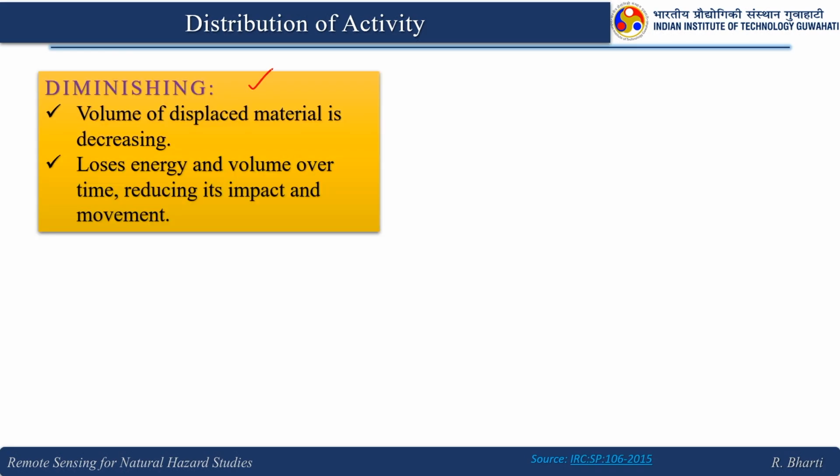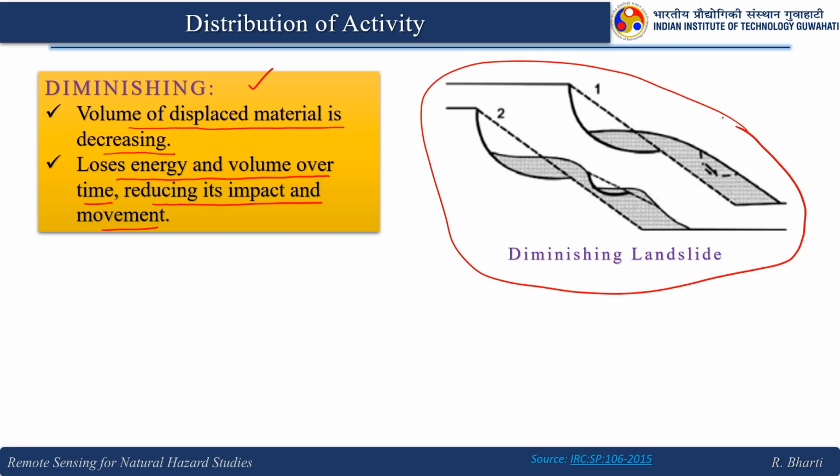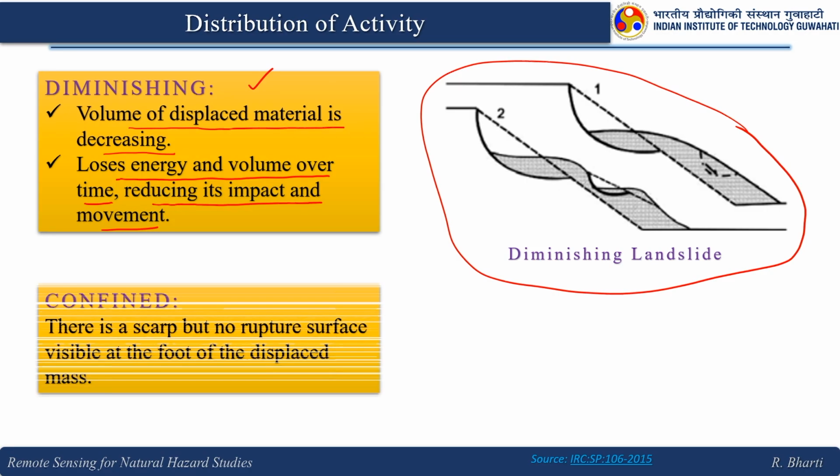Then comes the diminishing. The volume of displaced material is decreasing. So, slowly the volume of displaced material because of the landslide will be decreasing. It loses energy and volume over time, reducing its impact and movement. So, you can see here, with time it is losing its energy, right.